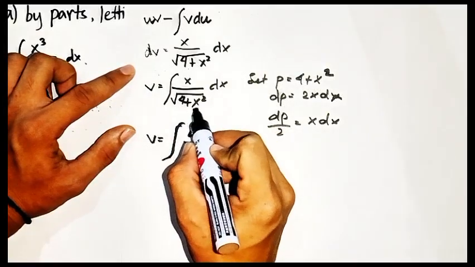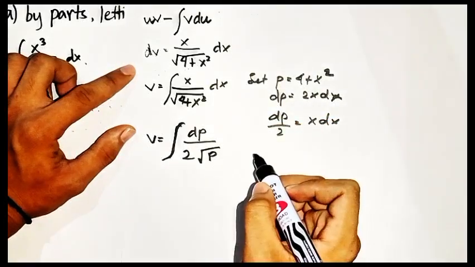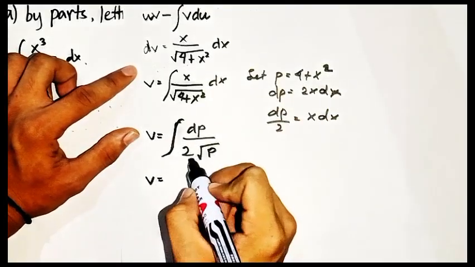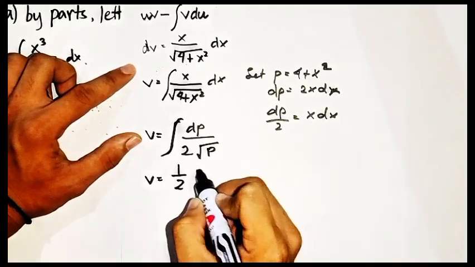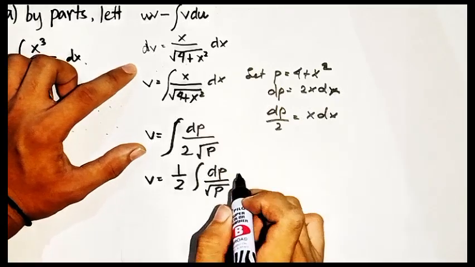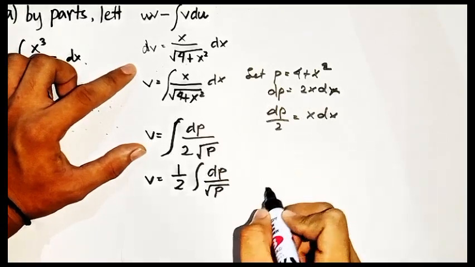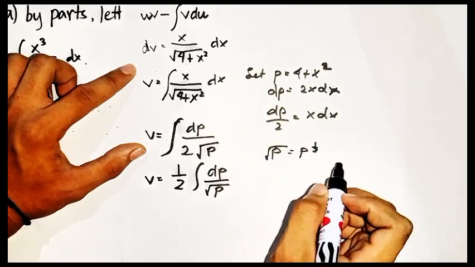and the square root of 4 plus x squared, since our 4 plus x squared is p, is the same as the square root of p, right? As you can see, we have a constant here, which is 1/2. So let's put 1/2 outside the integral: 1/2 integral of dp over the square root of p. Now, the square root of p is the same as p to the power of 1/2.